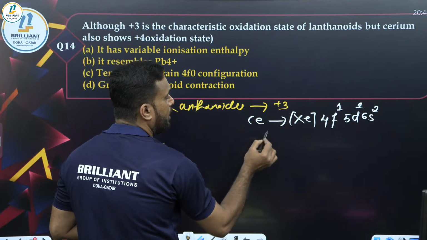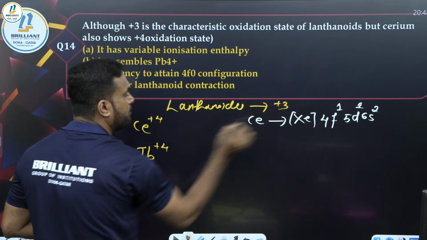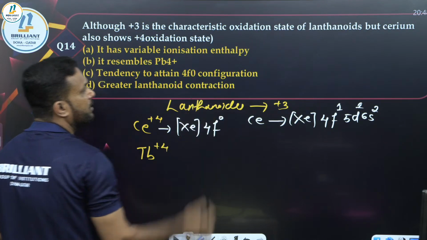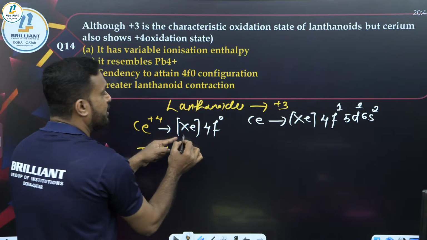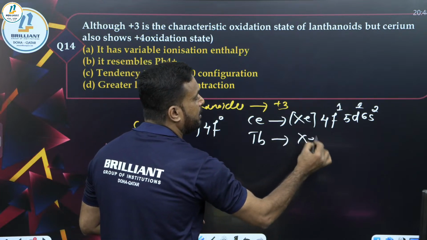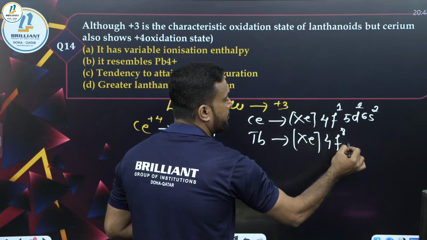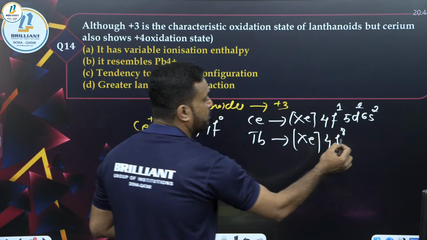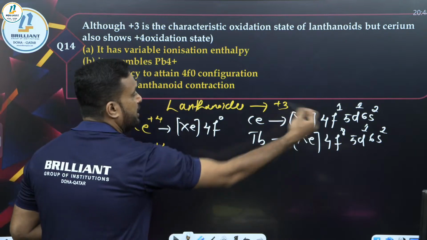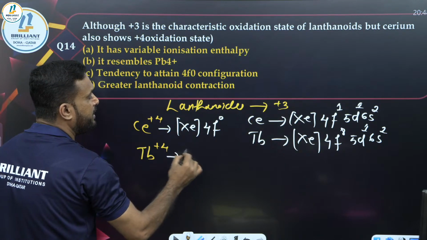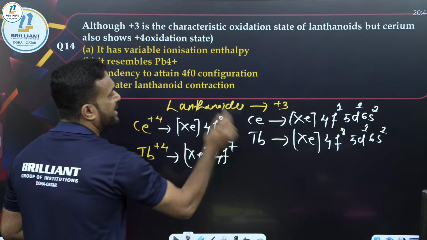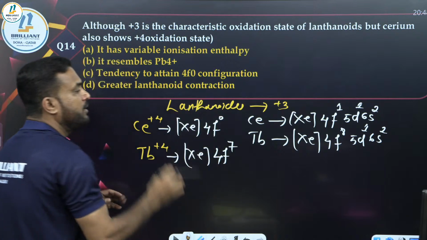So cerium +4. Why +4? +4 means you remove 4 electrons. When you remove all 4 electrons, you get xenon configuration with 4f0, which is stable because the xenon configuration is very stable. Same like terbium. Keep in mind, it's the 8th element actually: xenon with 4f8, that is 4f8, 5d1 and 6s2. If it removes 4 electrons, what will we get? Xenon with 4f7. 4f7 is also stable, half filled. Remaining, I am not writing; 4f7 and 4f0 mean stable. Keep that in mind.